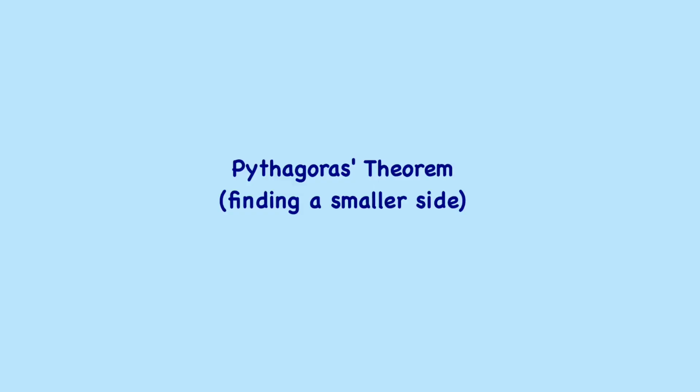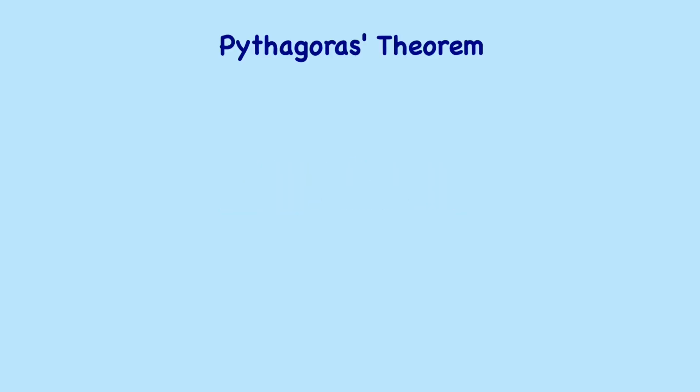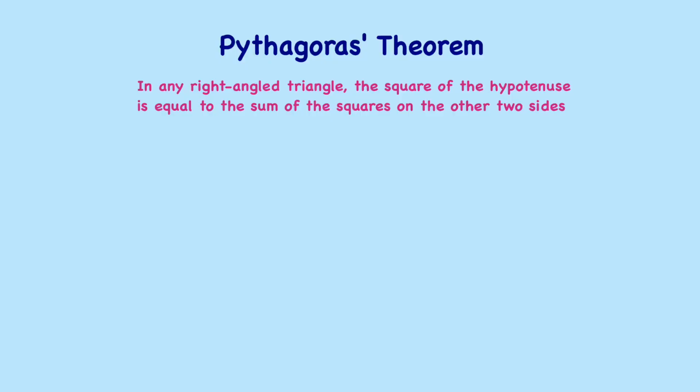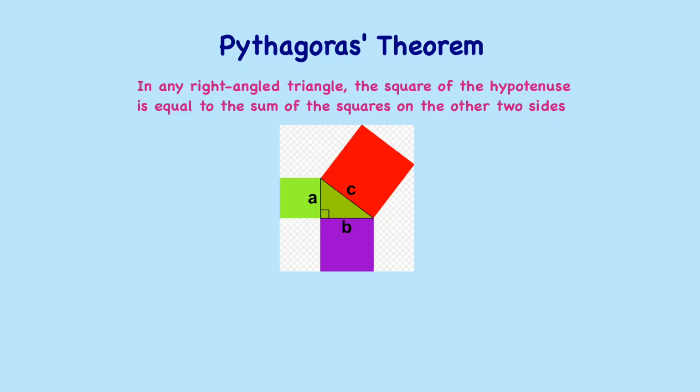Pythagoras' theorem, finding a smaller side. So let's recap. Pythagoras' theorem states that in any right-angled triangle, the square of the hypotenuse is equal to the sum of the squares on the other two sides. So you can see it diagrammatically. We have this square is equal to this square plus this square, or in a formula, you can see c squared equals a squared plus b squared.